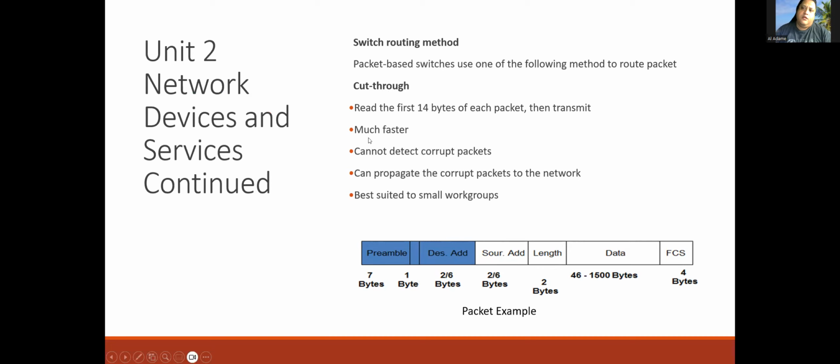So it's much faster, but it cannot detect corrupt packets, which means it might have some issues and might cause some congestion on the network and get slowed down. You have what's called collisions, smacking each other. It can propagate the corrupt packets to the network, which means it can just send them. Best suited to small work groups. So this is something you would see in a small internal network, what's called an intranet. Intra, right? Makes sense. That's a small network that doesn't need to have internet connections.